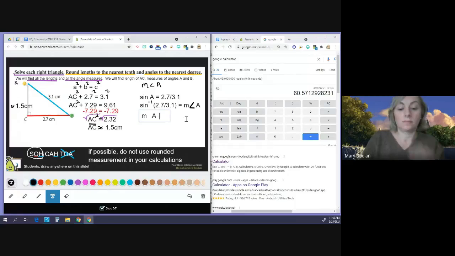I know that looks kind of funky, but I'm going to add in what's missing. All right, so the measure of angle A is about 61 degrees. I can put this where it goes. So right here, angle A, this is about 61 degrees. And the only thing left to find is the measure of angle B.